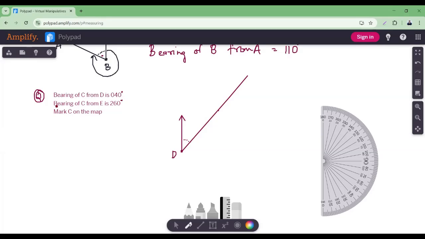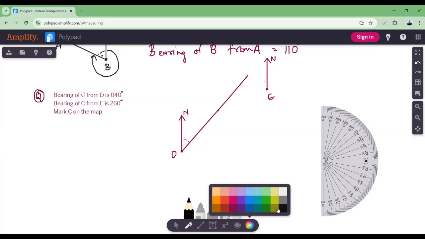Next, I'm going to do the bearing of C from E. So I'm going to take a point E here. Anywhere I can take. Let me take this as E. And I know I need a north here, so I'm going to draw a vertical line called north. This is the north for D, and this is the north for E. Now it says it's 260 degrees. 260 degrees means I know vertically downwards is going to give me 180 degrees. Correct?